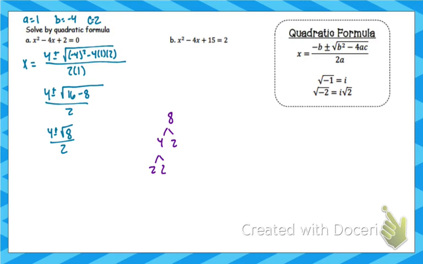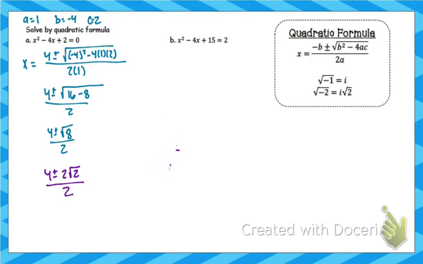Out of those prime factors that are in the bottom, you're looking for any pairs that you can find. So I have a pair of 2's. Any pair becomes a number on the outside of the square root. Anything that's left over goes inside the square root. So that is how I break down the square root of 8.